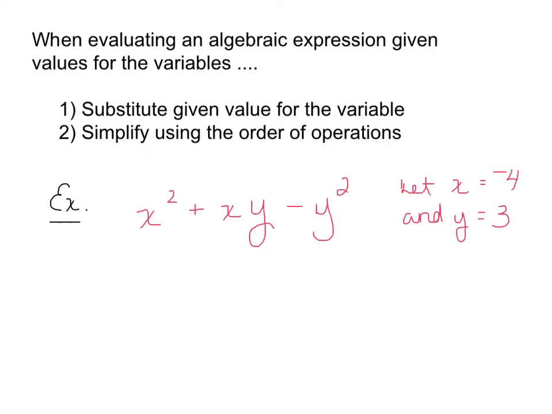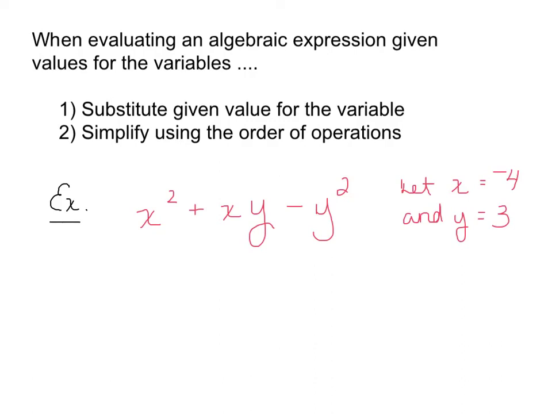In certain situations, you'll be given an algebraic expression, such as the one I've listed down here, x squared plus xy minus y squared. This is an algebraic expression. But instead of being asked to do anything with this directly, you're actually given values for the variables. So in the directions, it'll say, let x equal something, y equals something. It'll give you numeric values for the variables. So your first step is to substitute the given value for the variable.